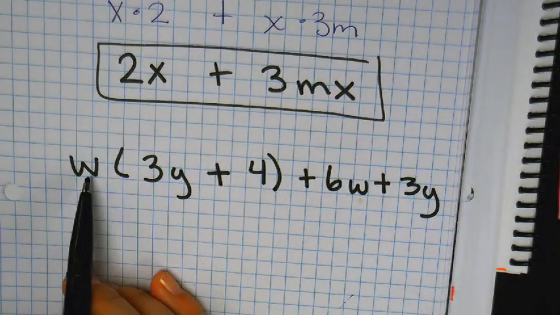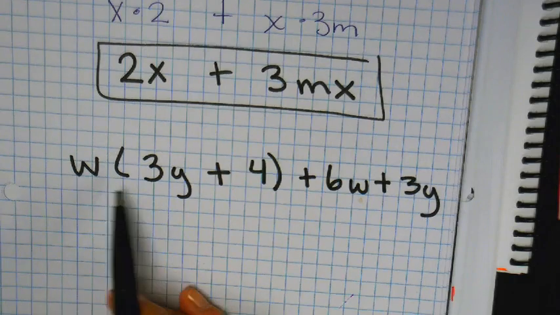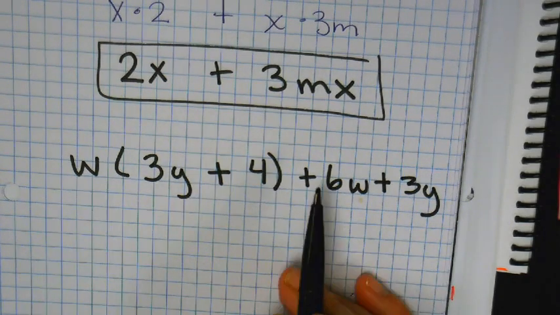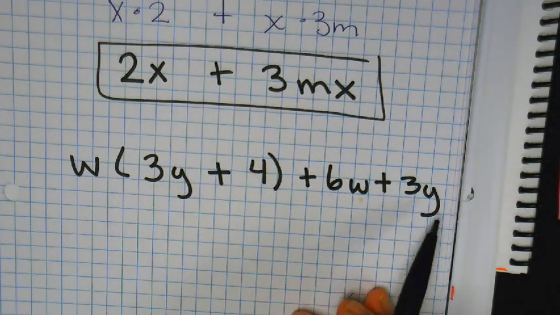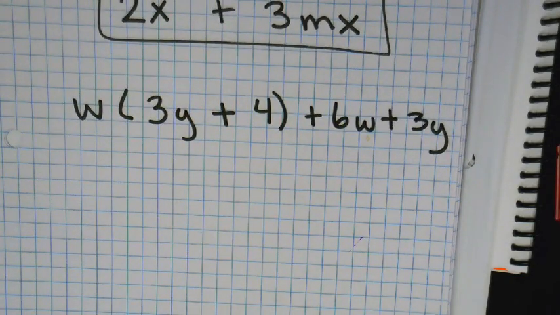W times the quantity, meaning parentheses, quantities of 3y plus 4, plus 6w plus 3y. We're really diving into some algebra here.